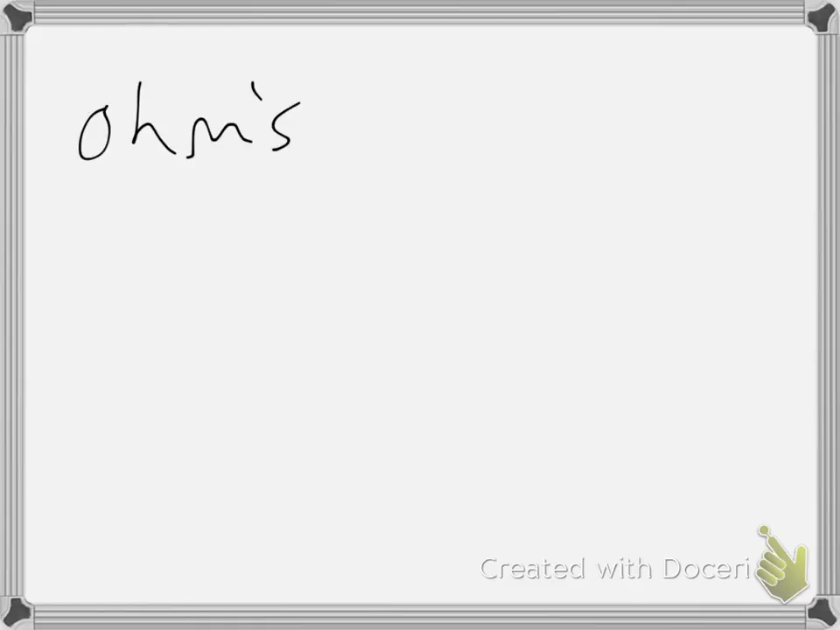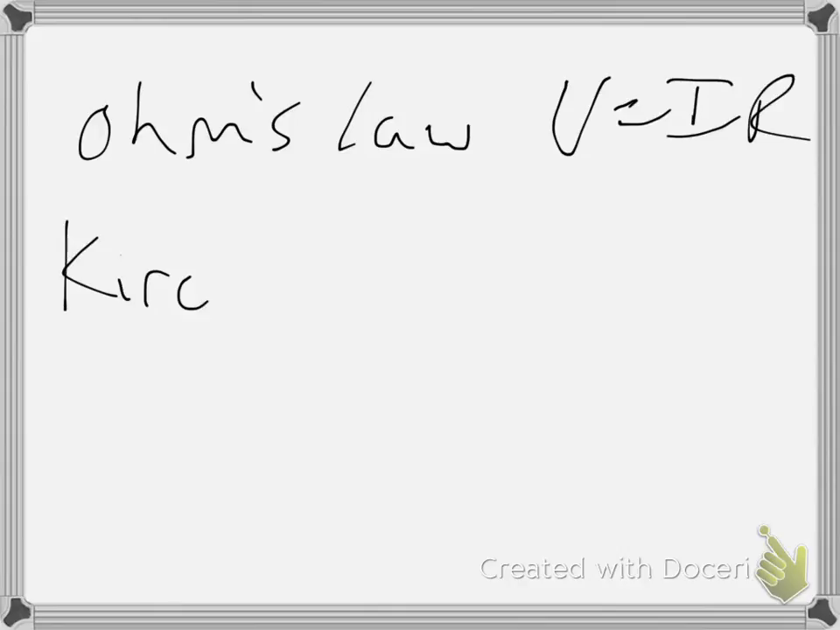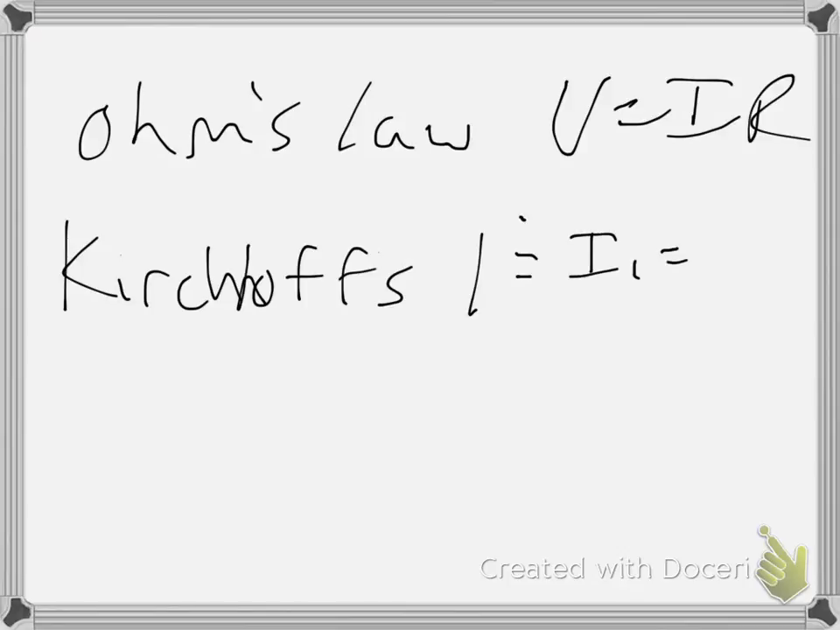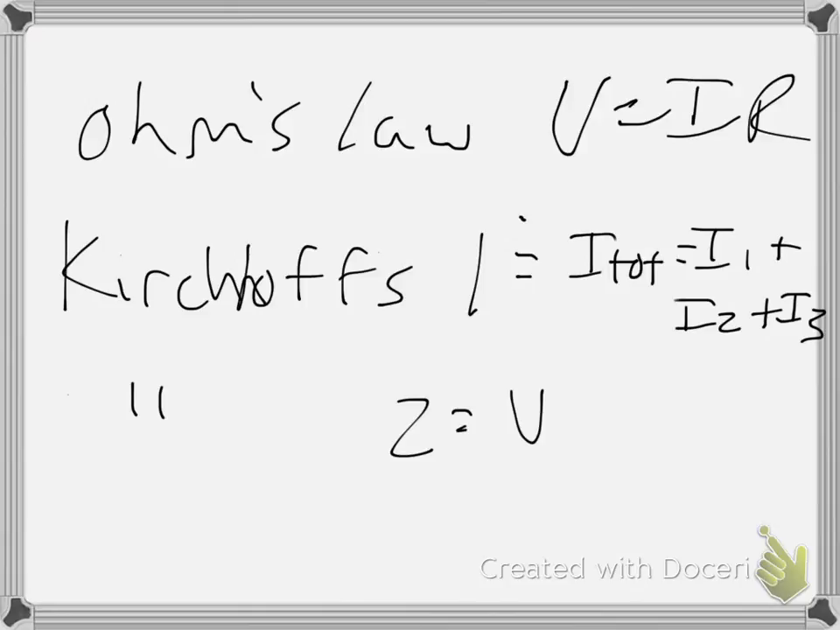Ohm's law: V equals IR. Kirchhoff's Law 1, which is current total is equal to the sum of currents in a junction. Kirchhoff's second law says that your applied voltage is equal to your voltage drops, and so on and so forth.